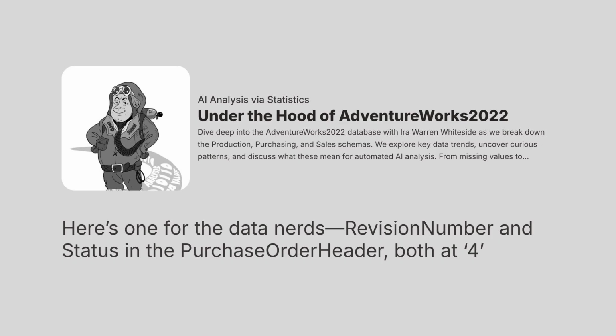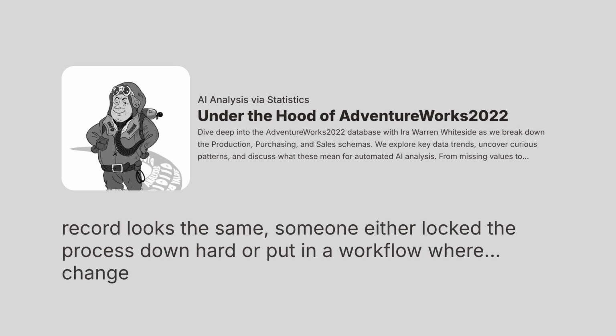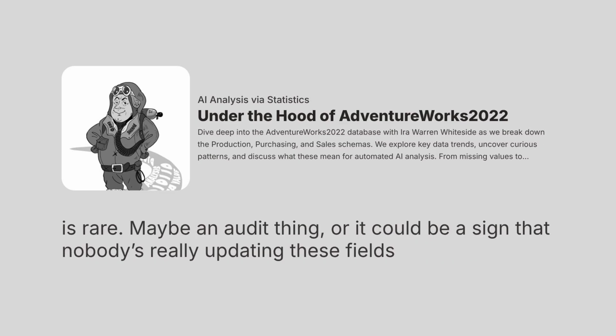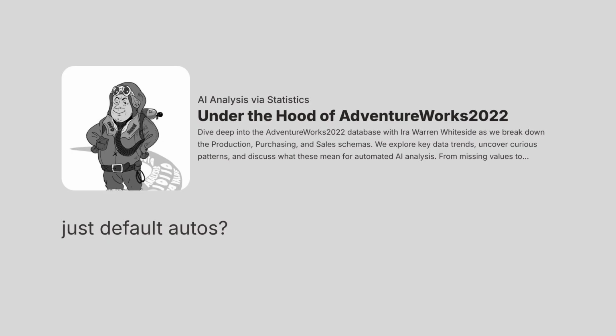Revision number and status in the purchase order header, both at 4, almost across the board. That really screams mature process or heavy automation, right? Like, if every record looks the same, someone either locked the process down hard or put in a workflow where change is rare. Maybe an audit thing, or it could be a sign that nobody's really updating these fields past a certain point. You always got to think about the intent. Are those values genuinely meaningful or just default autos?